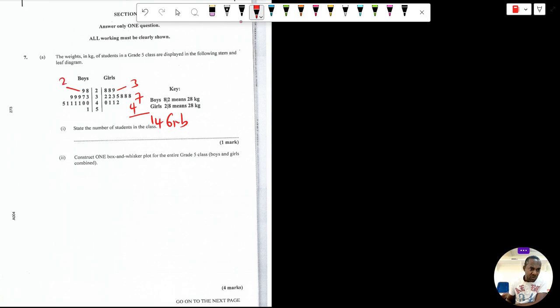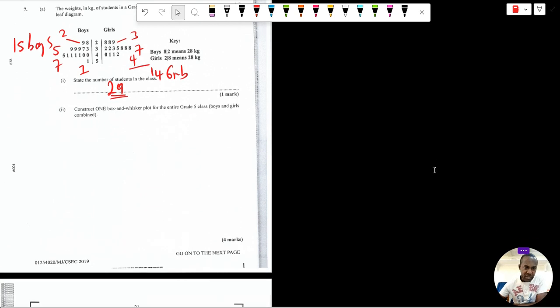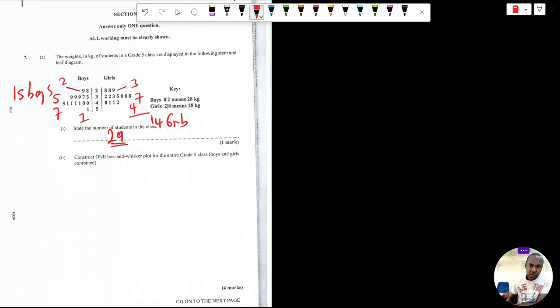Then over here now we have 2 boys there, 1, 2, 3, 4, 5, another 5 there. Then 1, 2, 3, 4, 5, 6, 7, another 7 boys there. Then another 1. So 2 plus 5 is 7, plus 7 is 14, plus 1 is 15 boys. So we have 15 boys. And of course, that gives a total of 15 plus 14 equals 29 students in the class. So in total, there are 29 students in the class, okay?